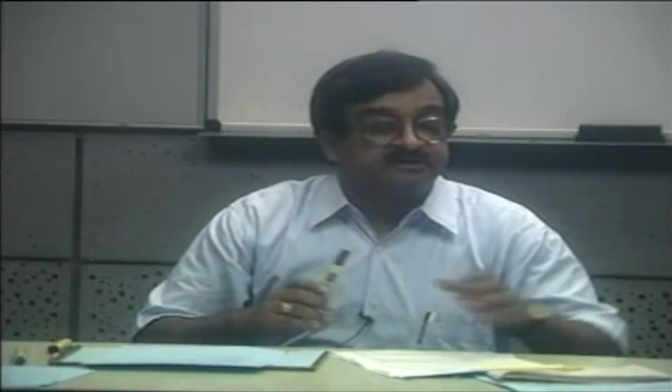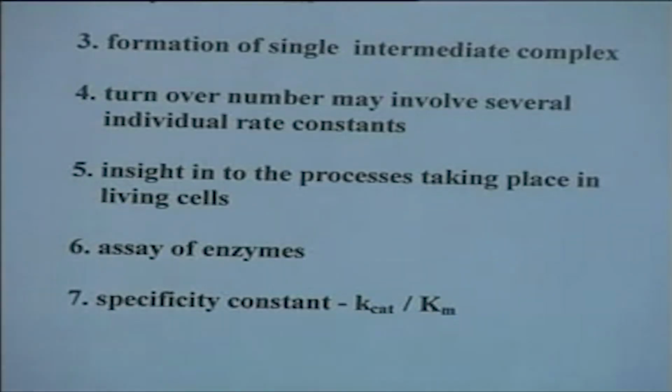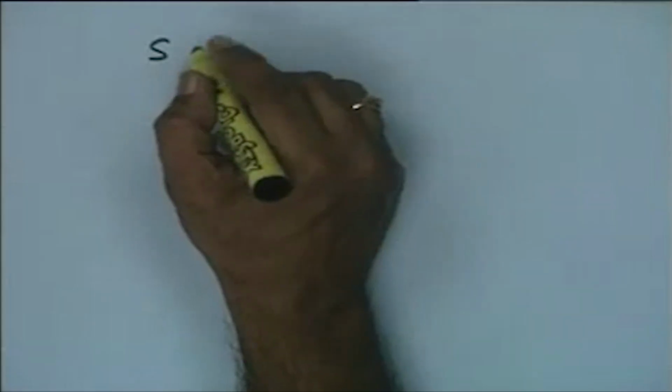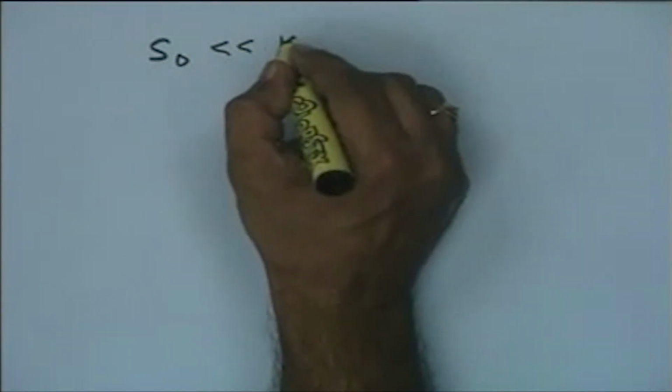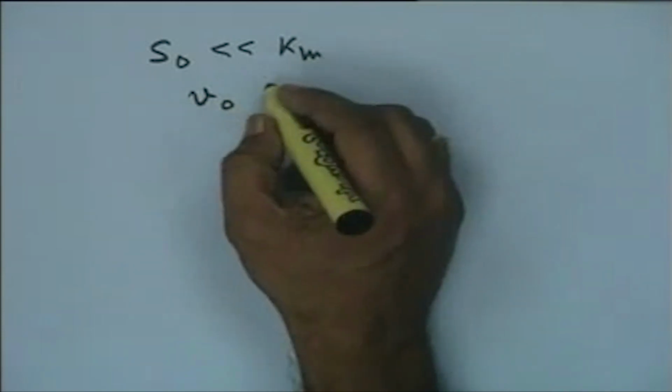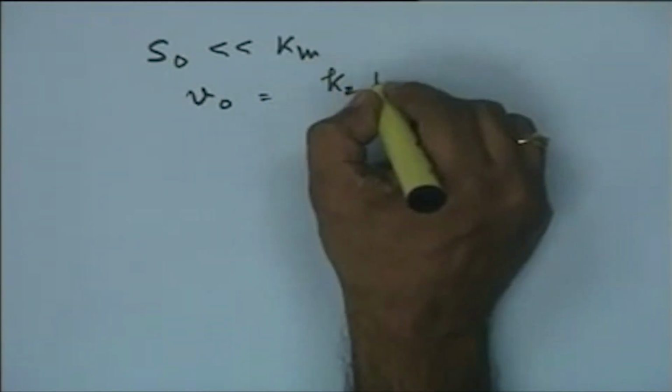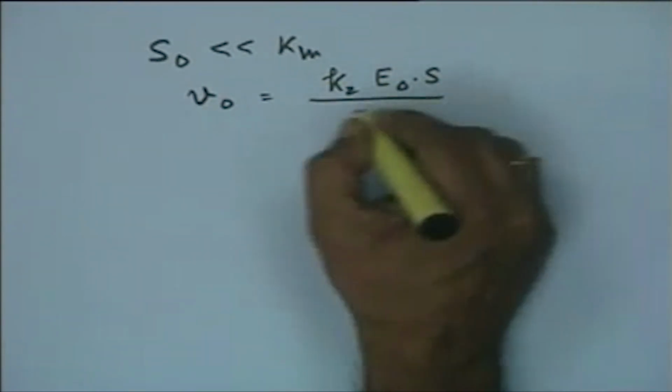Another important feature of Michaelis-Menten kinetics is to define a specificity constant. If an enzyme is active on more than one substrate, how do we define its specificity, or compare the specificity of the enzyme with respect to different substrates? The kinetic parameters available from Michaelis-Menten kinetics can give you some insight into this. As I mentioned earlier, at a very low substrate concentration, when substrate concentration is much smaller than Km, the initial reaction velocity will be equal to K2 E naught into S upon Km.